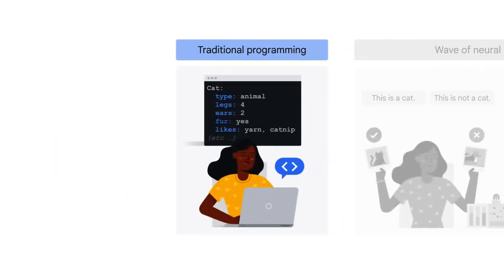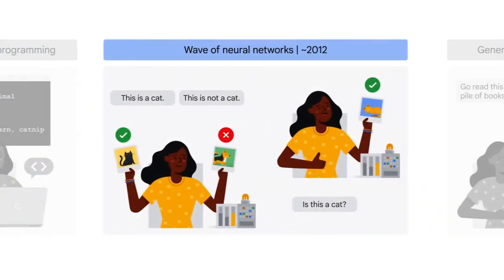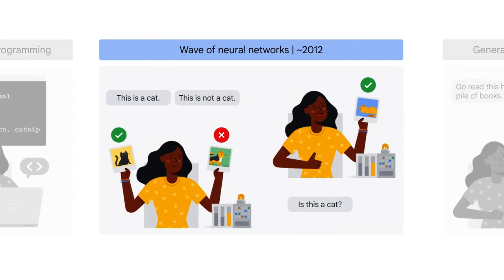We've come a long way from traditional programming to neural networks to generative models. In traditional programming, we used to have to hard code the rules for distinguishing a cat. The type: animal. Legs: 4. Ears: 2. Fur: yes. Likes: yarn and catnip. In the wave of neural networks, we could give the network pictures of cats and dogs and ask, is this a cat? And it would predict a cat.